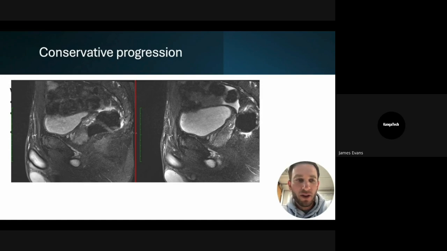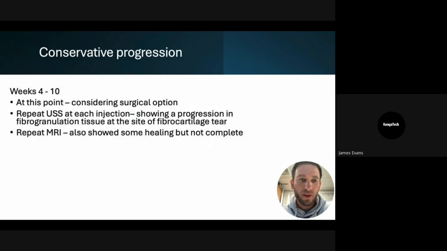ultrasound scans. So the decision was made, again, along with the time frame of the season here, that if we'd gone straight for surgery, then potentially we would have ruled the player out for the rest of the season anyway. So given the small progressions that were made and a little bit of a healing response seen on the imaging, it was decided that we would continue with the conservative approach.